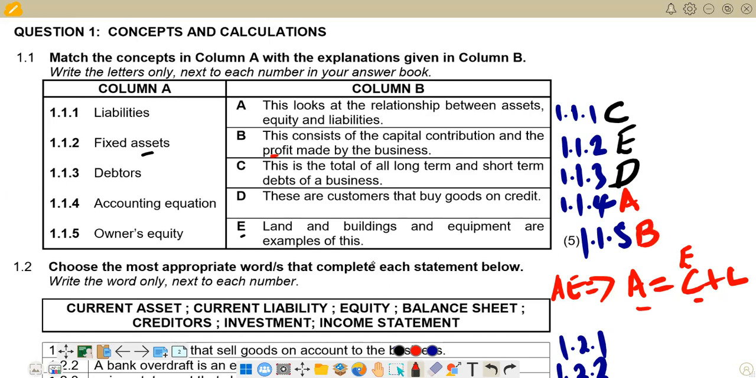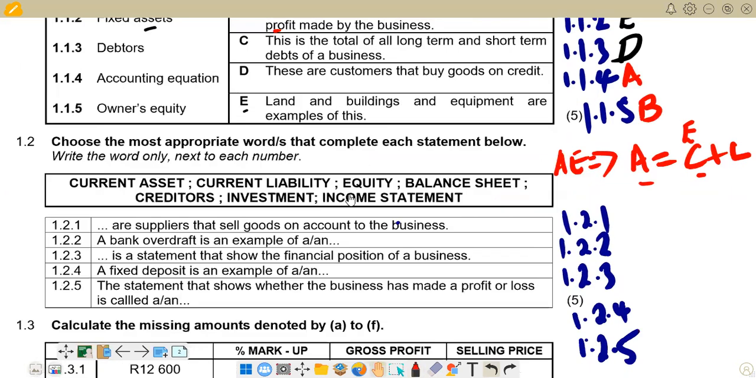Then we can move on to 1.2. 1.2 is saying choose the most appropriate word or words that complete each statement below. Write the word only next to each number. So we are given current assets, current liability, equity, balance sheets, creditors, investments, income statement. So these are the options that we are given.